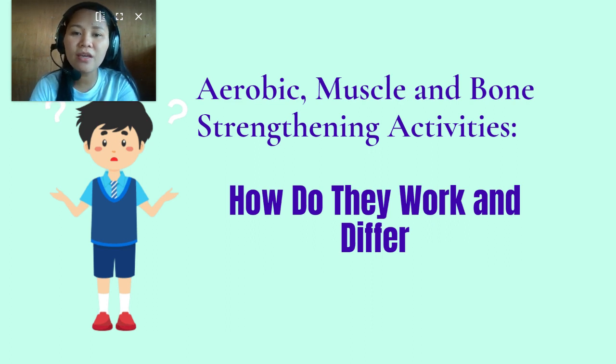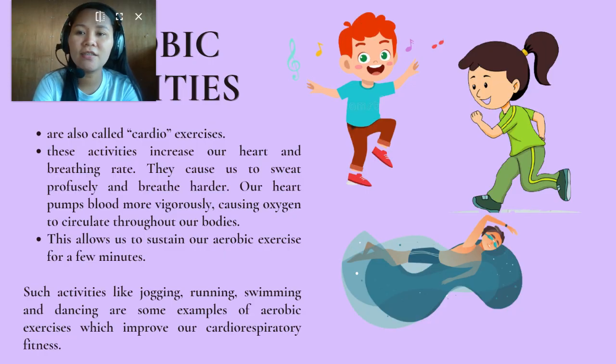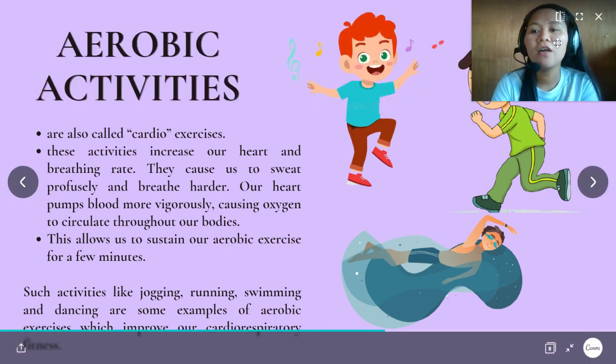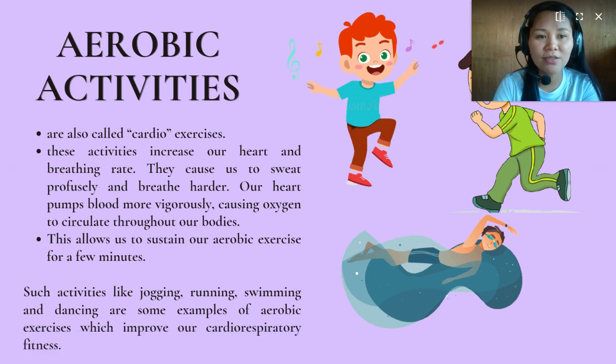We have aerobic, muscle, and bone strengthening activities. How do they work and how do they differ? So we will know this. Aerobic activities are also called cardiovascular exercises or cardio exercises, which focus on the development of our heart. These activities increase our heart and breathing rate, and this causes us to sweat profusely and breathe harder.